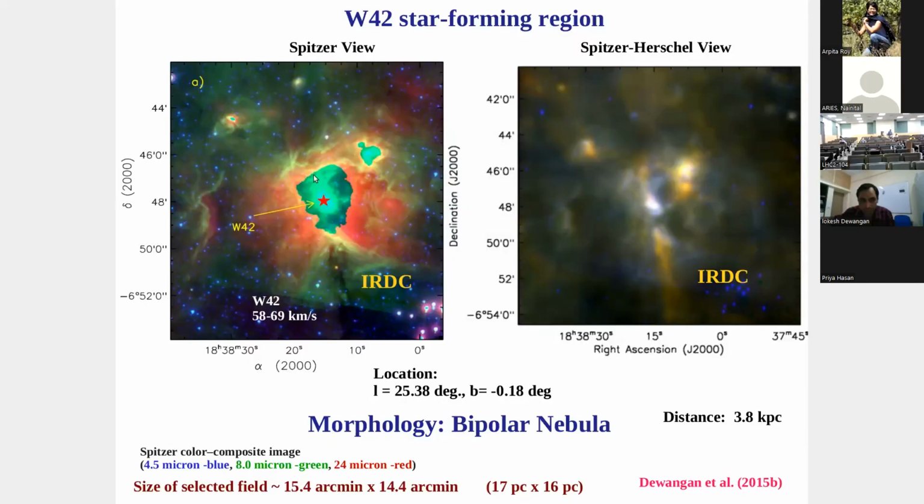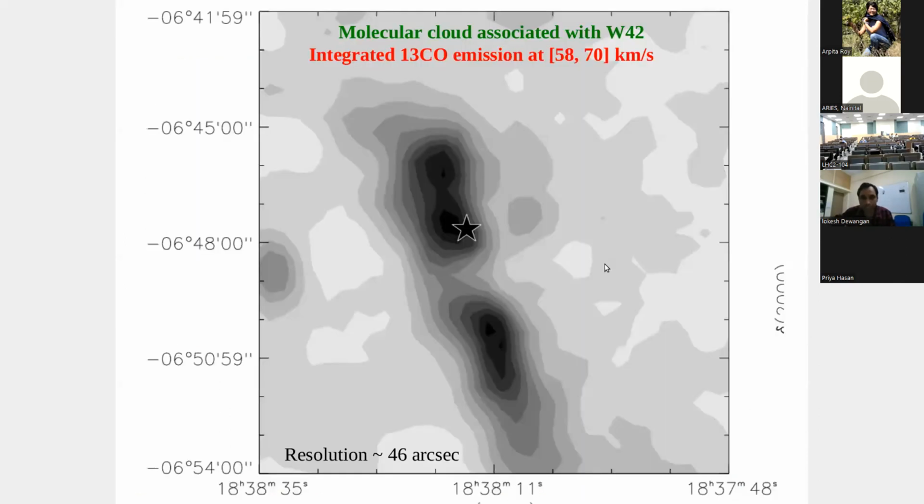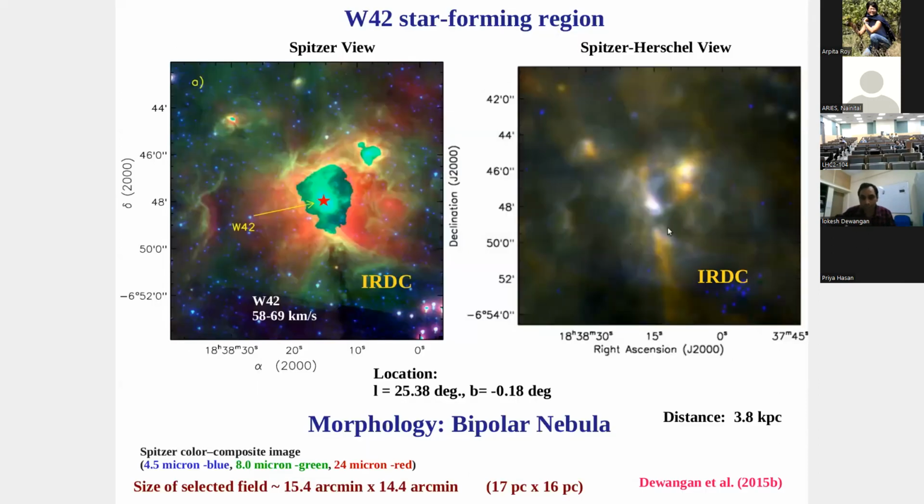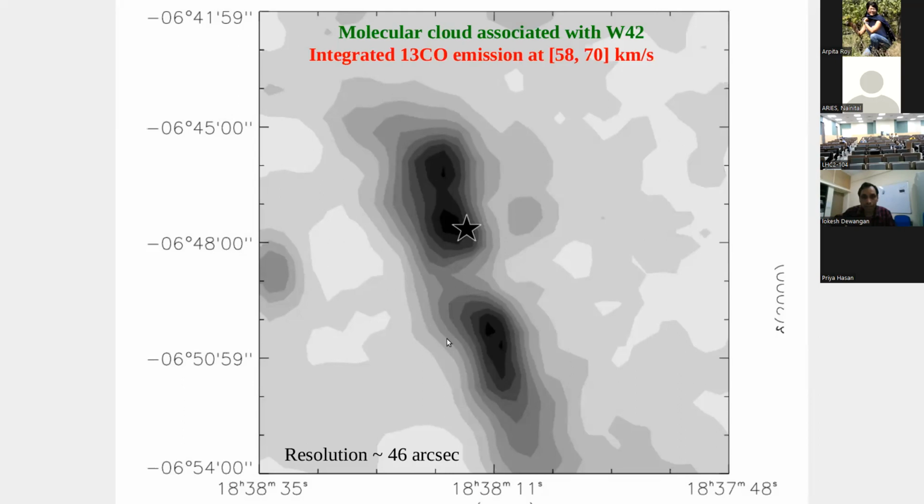Now you want to study the molecular cloud. In star formation, I mentioned we study the cloud, clump, core. Now you have seen these submillimeter images. Here you look at the molecular cloud, the distribution of molecular gas related to this W40. You nicely see this filamentary feature in the molecular map. This cloud is traced at 58 to 70 kilometers per second, and the resolution of this image is 46 arcseconds. So you can't see inside this cloud.